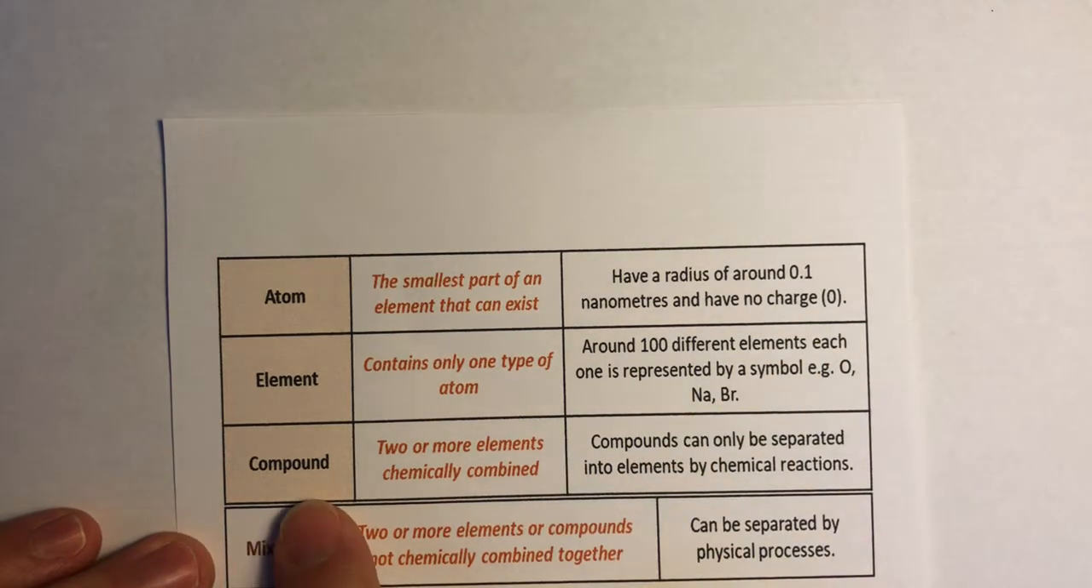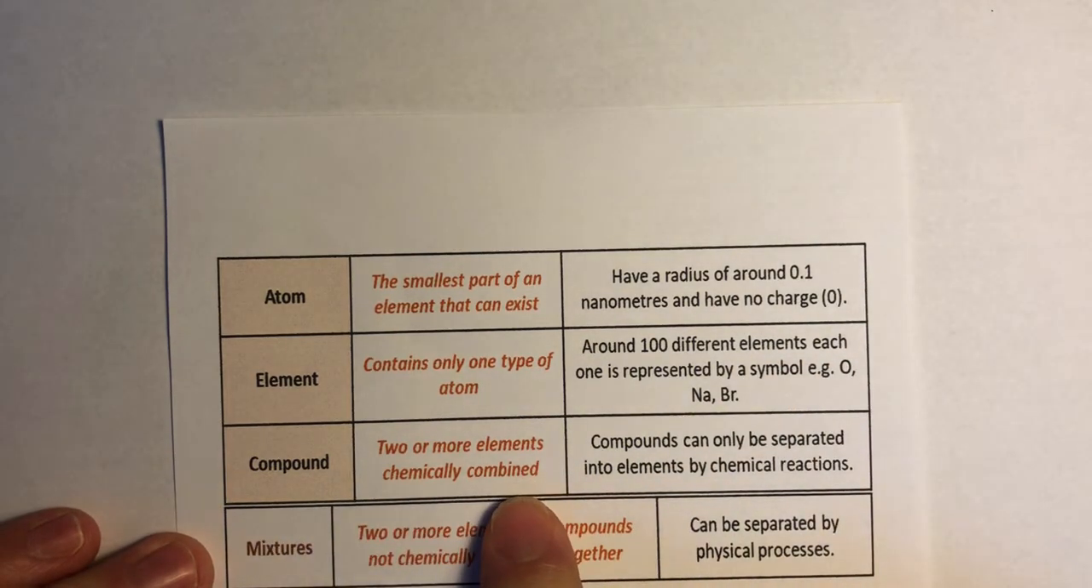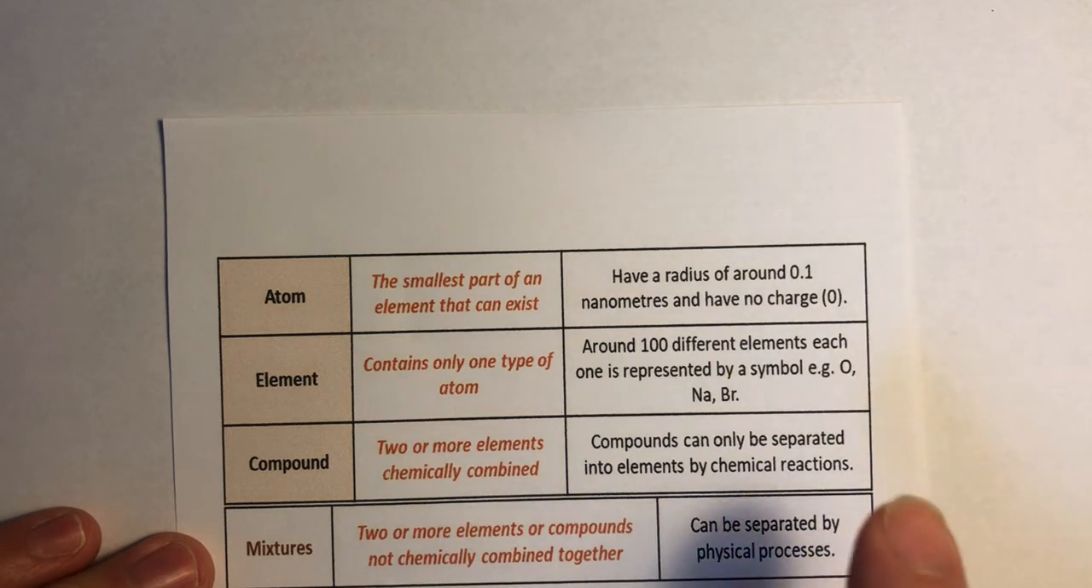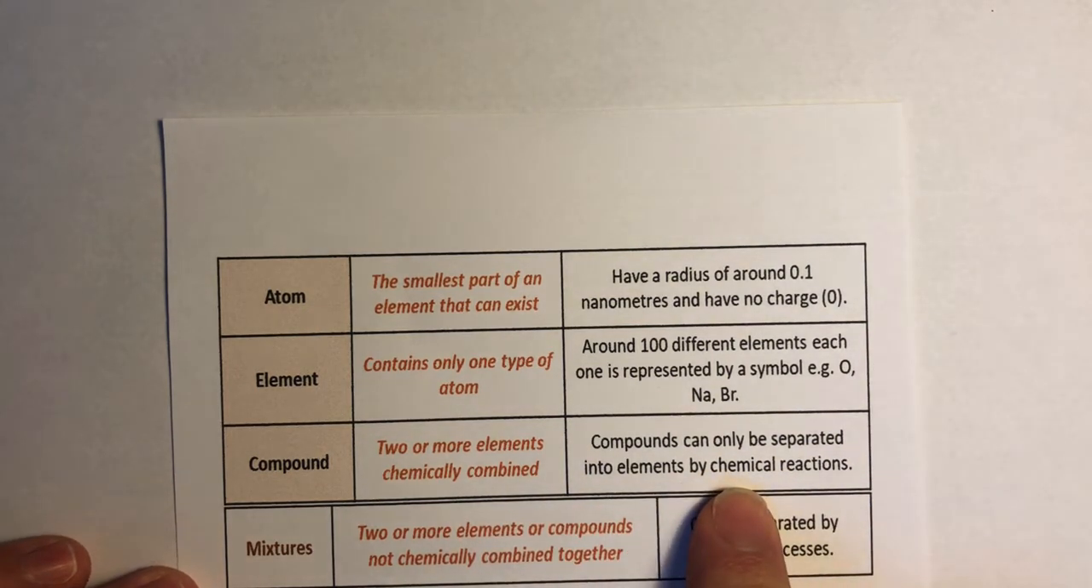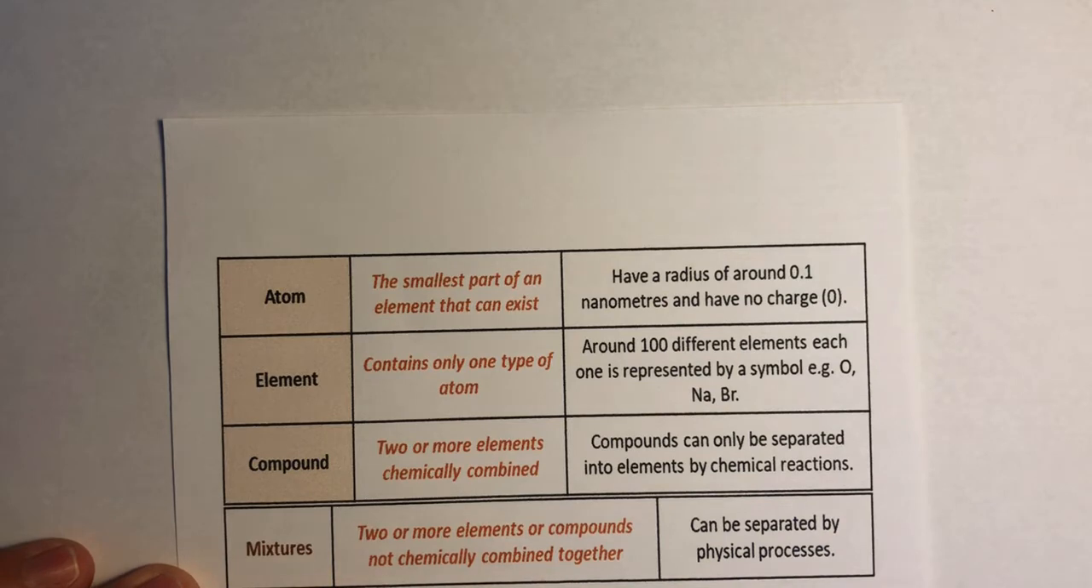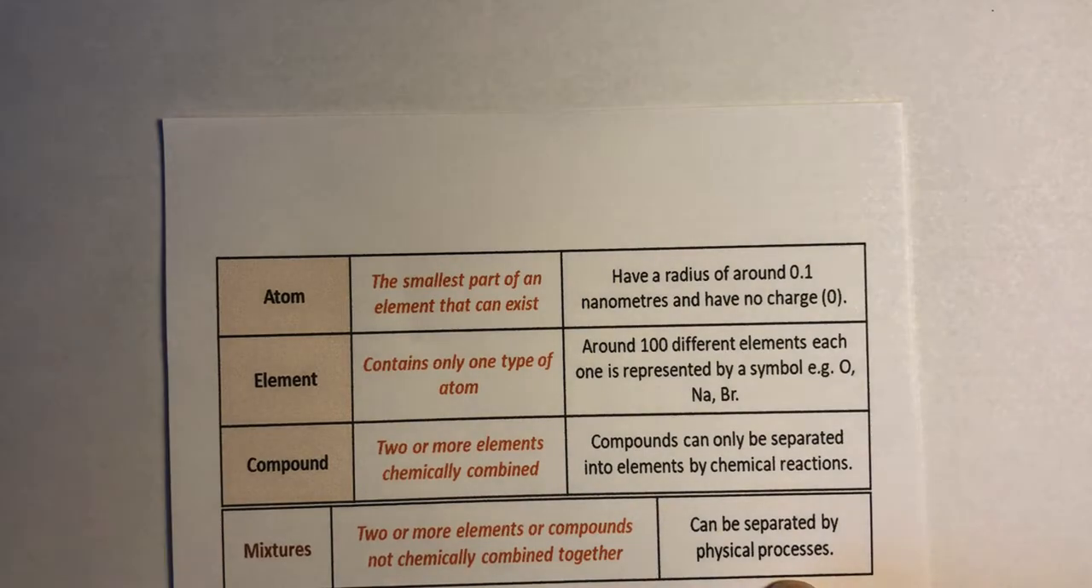A compound has two or more elements chemically combined, and they can only be separated by a chemical reaction. And a mixture has two or more elements or compounds, not chemically combined, but can be separated using a physical process.